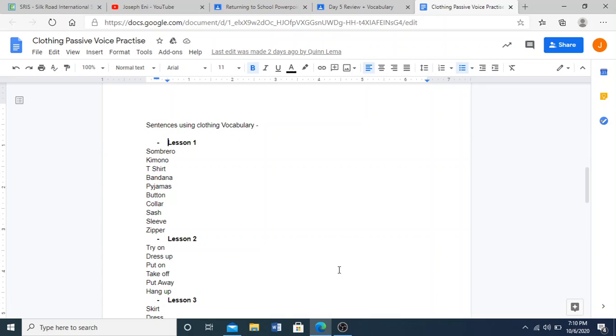So the first lesson we had was sentences using clustering vocabulary. These are the words that we all modeled. This was the vocabulary that was modeled in the circles that we were supposed to work out. Yes, remember the sombrero, the Mexican hat. We have another one here called kimono. So you can go back to that work and see the ones you got right.